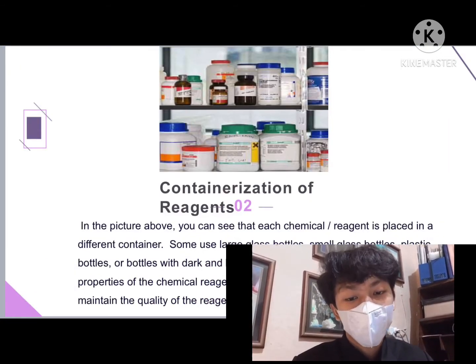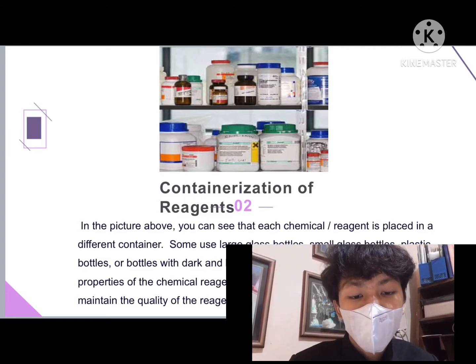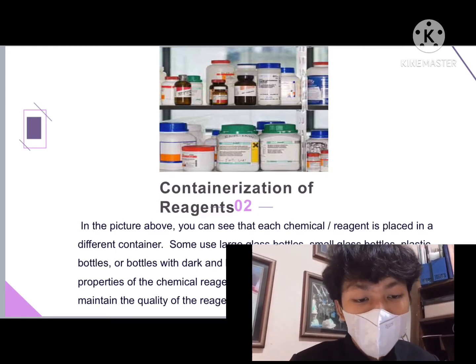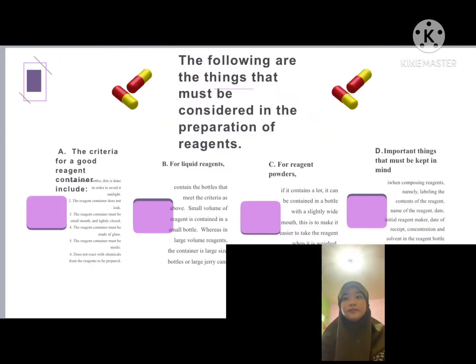Containerization of a reagent. In the picture above, you can see that each chemical reagent is placed in a different container: large glass bottles, small glass bottles, plastic bottles, in dark and light colors. This is done on the basis of the properties of the chemical reagent, so that the quality of the reagent and other reagents can be maintained.